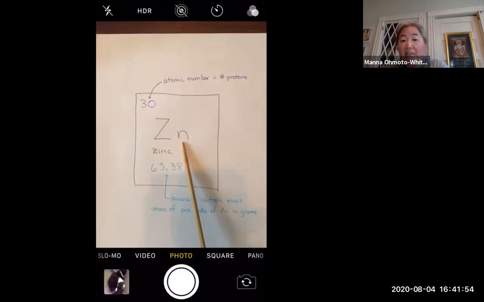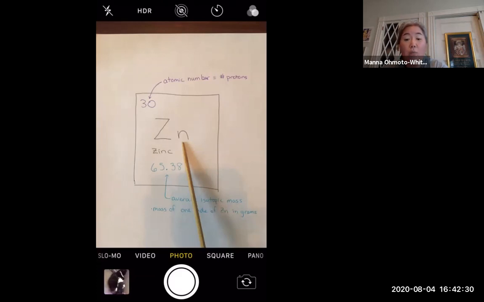In the upper left-hand corner, or over the symbol, you will have a whole number, and that whole number is the atomic number. That's the number of protons. It will always be a whole number. In fact, if you are worried about which one is the atomic number and which one is the mass, the one that is always the whole number is the atomic number. So that tells you that zinc has 30 protons in it. All zinc isotopes have 30 protons. And then the number underneath it, in blue, 65.38, is the average isotopic mass.